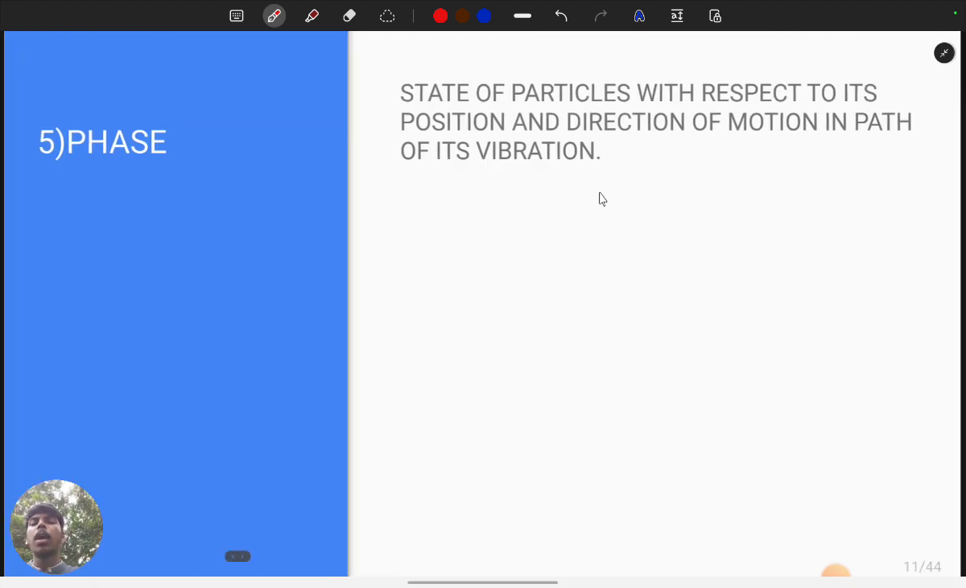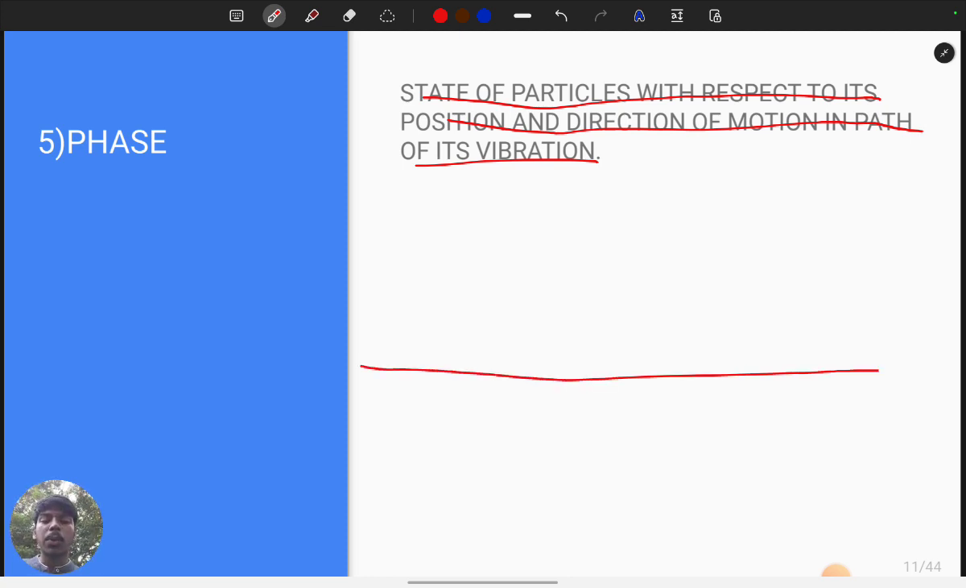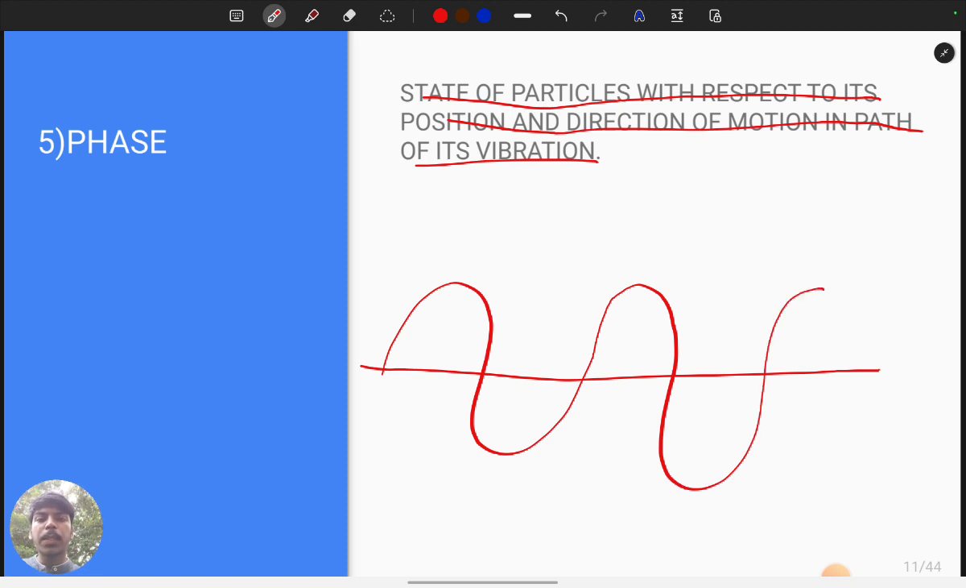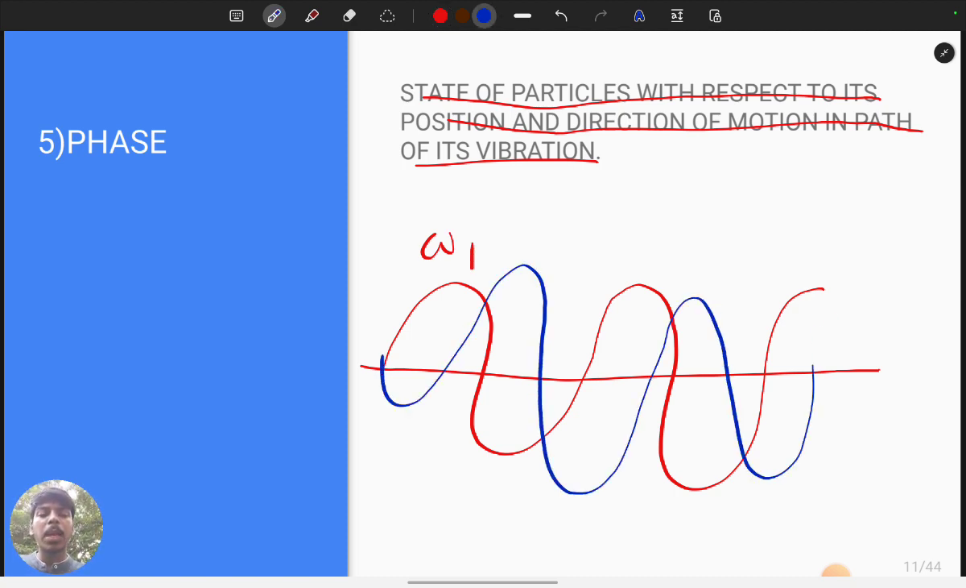Okay, let's move on to phase. So what is phase? State of particles with respect to its position and direction of motion in path of its vibration. So state of particles. So let me consider some waves. Okay, this is one wave. Let me indicate this wave with W1. This is wave 1, and another wave is there. This is wave 2.